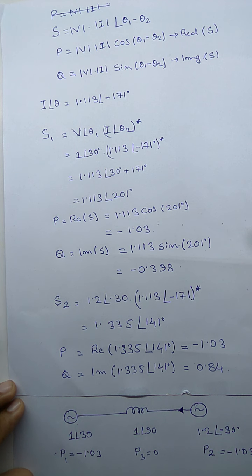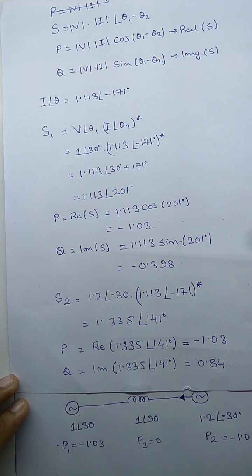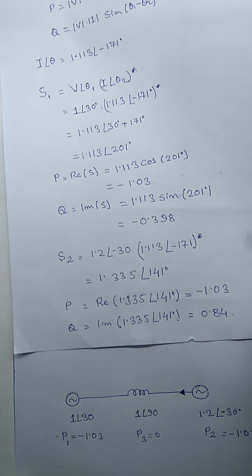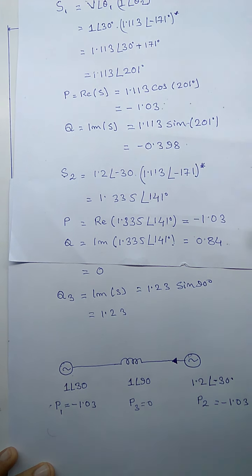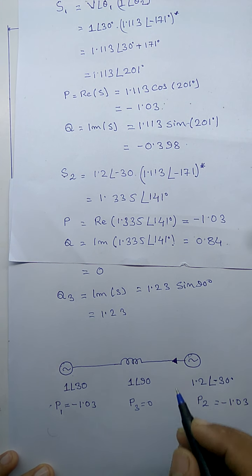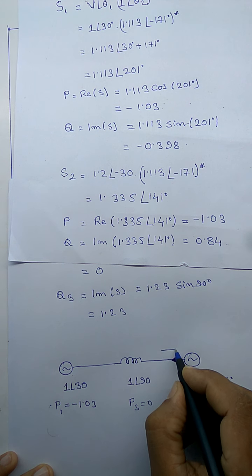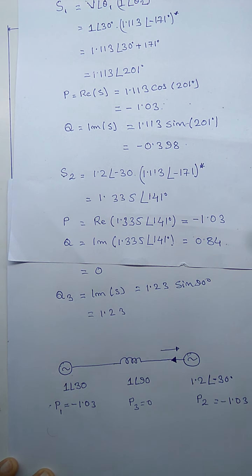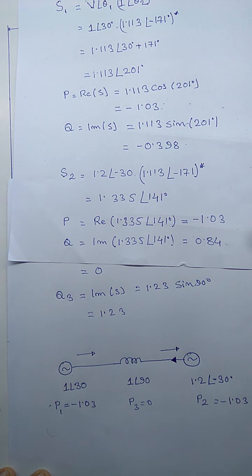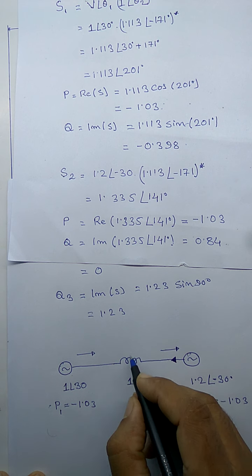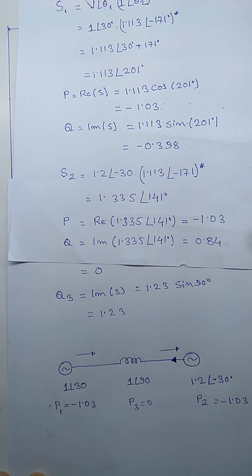And we got a result that P1 is negative and P2 is negative. So what does it mean? It means that in both the sources the power is flowing in the opposite direction. That is, for this source the actual direction of power flow is this, and for this source also the actual direction of power flow is this, and this one is not consuming any power. That's why the power that is supplied by this source is totally consumed by this source.